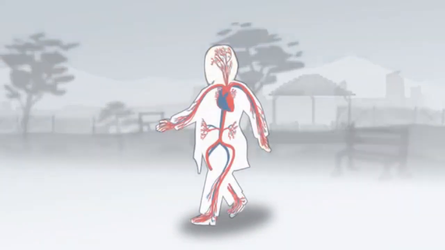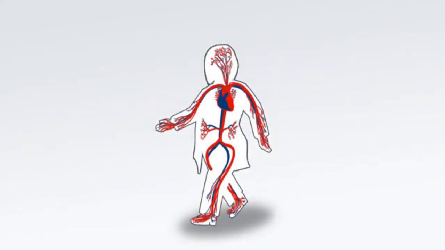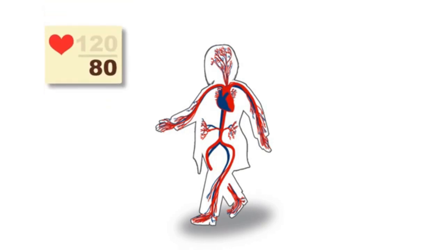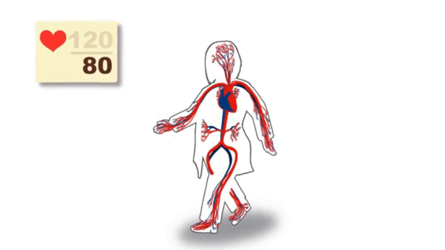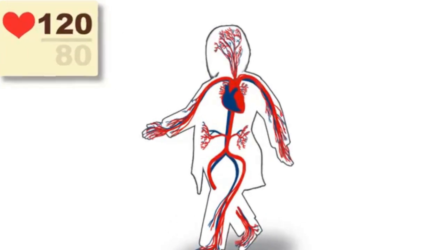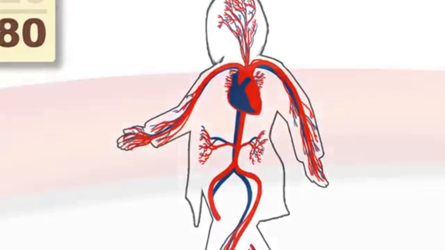When your heart beats, it pumps blood around your body. As the blood moves, it pushes against the side of the blood vessels. The strength of this pushing is your blood pressure. As your heart pumps, the flow of the blood in your arteries and your blood pressure rises and falls in a regular wave pattern. Blood pressure is shown as two numbers. The top number or systolic pressure is the pressure when your heart beats. The bottom number, or the diastolic pressure, is the pressure when your heart relaxes.